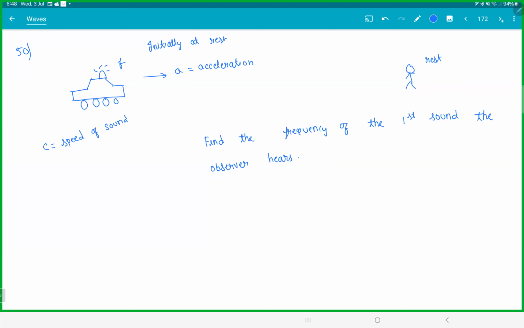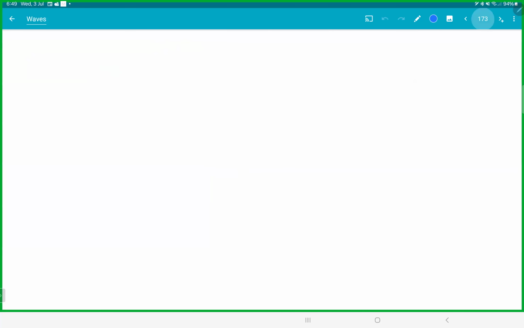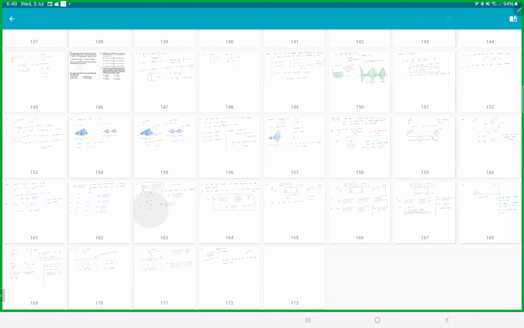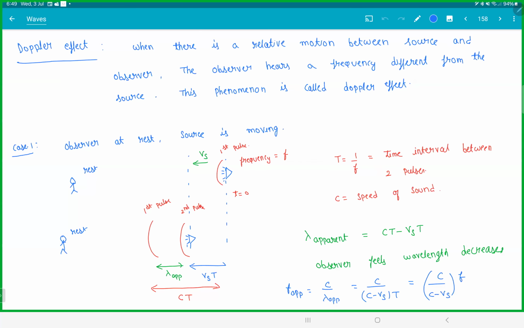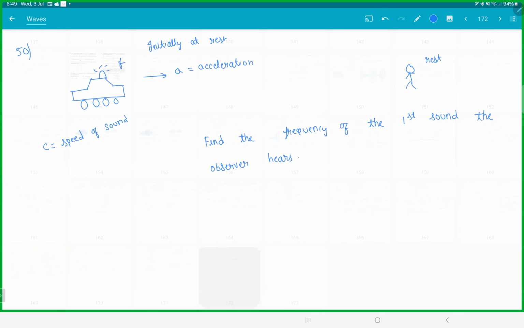How do we do this? Go back to the derivation. Meaning, what was the derivation? Look at the case 1 derivation. I found the distance between the first and the second pulse. So what will change in this? This will change here. It will not be v_s T. It will be something else now. Right, I'll give you a minute.